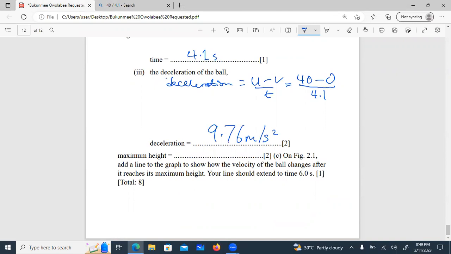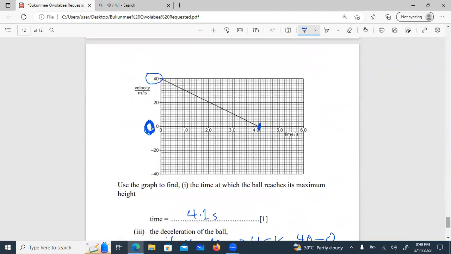Maximum height. How do you get the maximum height? The maximum height is the area of this right-angled triangle. What's the formula for calculating the area of a right-angled triangle? Our maximum height is the distance traveled, which is the area of the triangle, and the formula is half base times height. The base is from here to here, that's 4.1. The height is from this lower level to this higher level, which is 40. So we have half times 4.1 times 40.